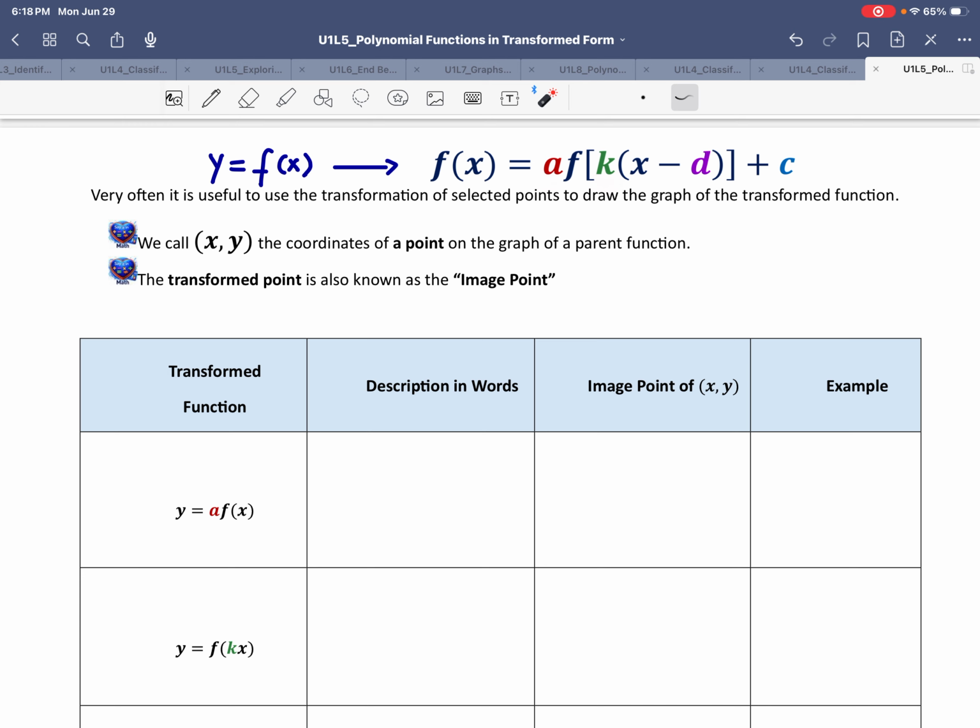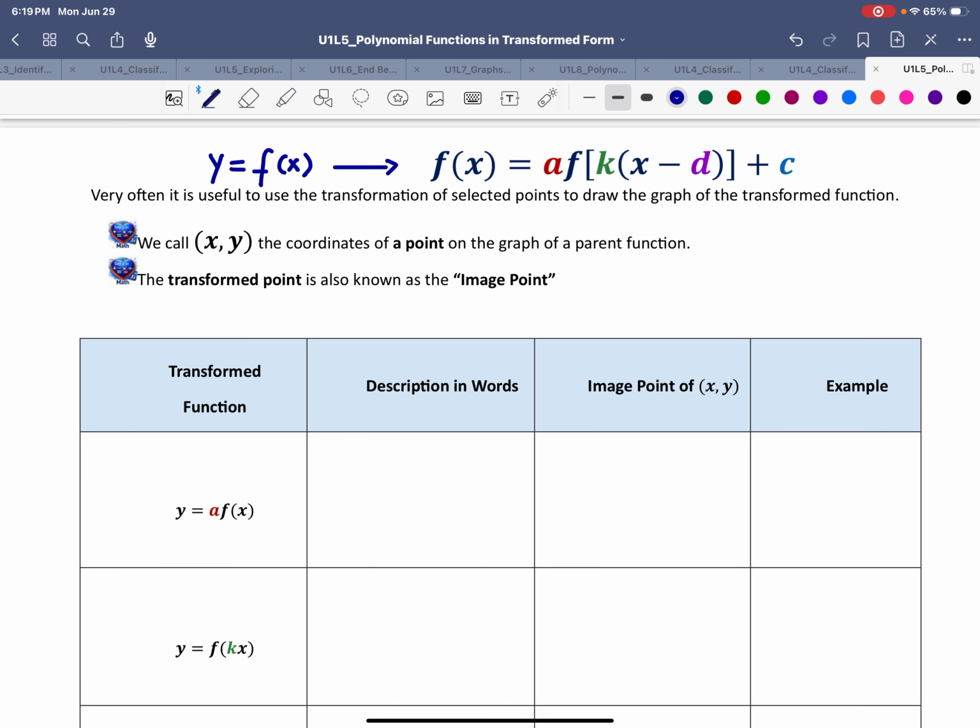Every point on the parent function, x and y, is transformed according to the values of the coefficients a, k, d, and c. And the transformed coordinates are called the image coordinates, or simply the image points. Now, let's examine each transformation one at a time and together develop a formula that allows us to determine the image coordinates of any points quickly and confidently. So, we're going to get started with the coefficient a.